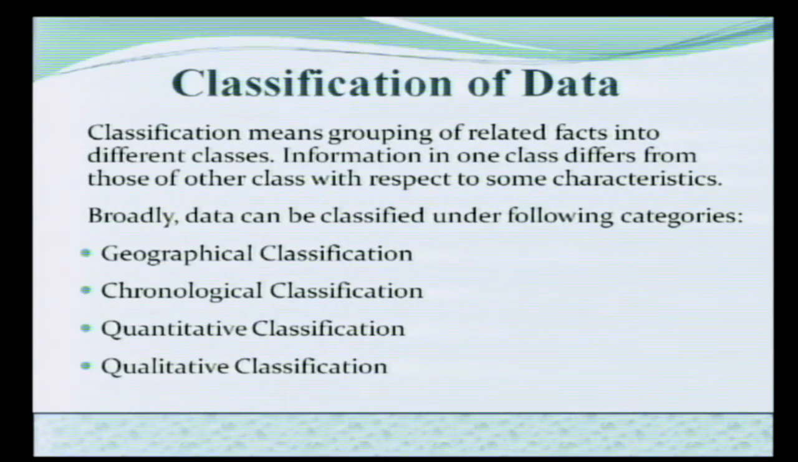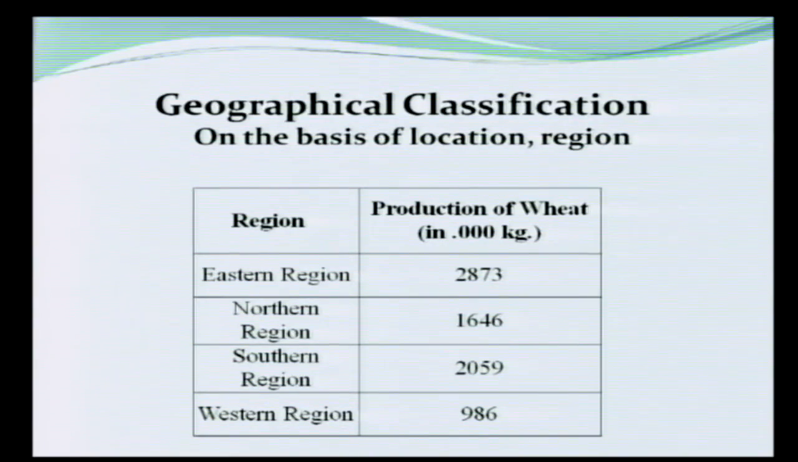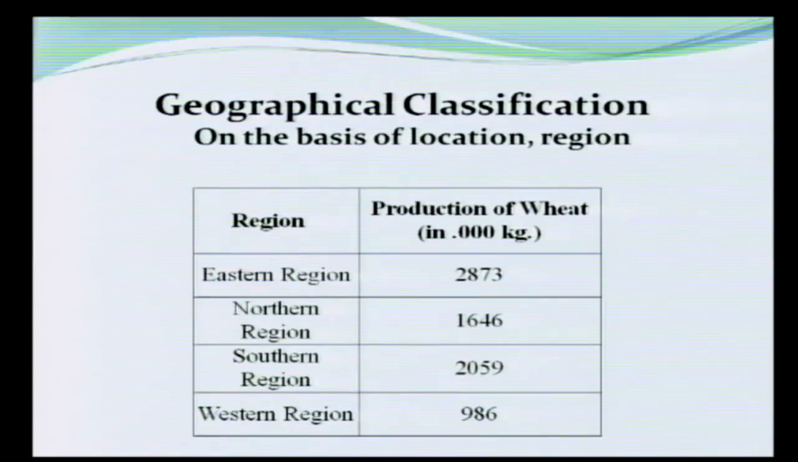Broadly, the data can be classified under the following categories. The first category is geographical classification. In geographical classification, we classify the data, or divide it into classes, on the basis of the characteristic that is location or region. For example, the production of wheat or sugarcane or any commodity can be classified for a particular year for four regions, that is eastern region, northern region, southern region and western region. While classifying through geographical classification, you need to keep in mind that the regions should be arranged in ascending or descending order in terms of the magnitude of the commodity, or in alphabetical order of the region name.